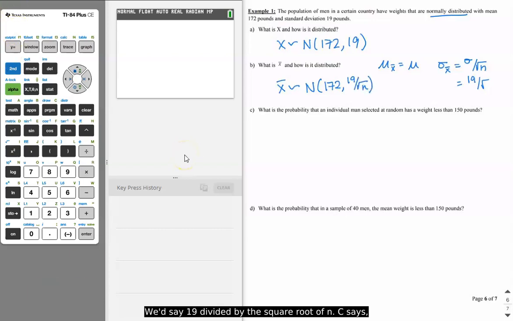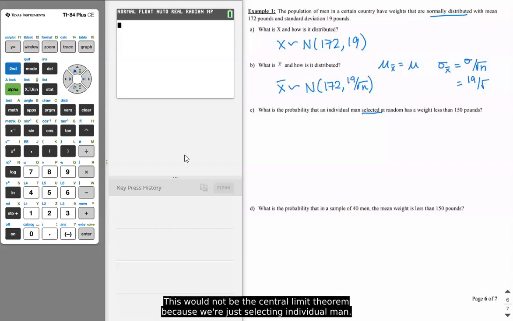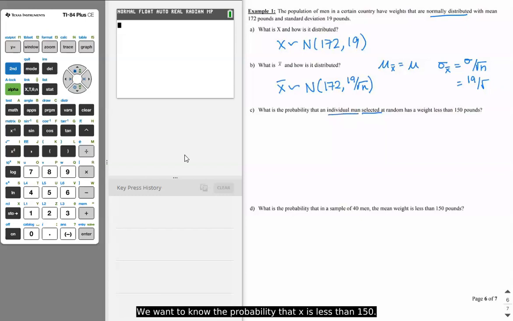All right, so C says, what is the probability that an individual man selected at random has a weight less than 150? So we're selecting just an individual, just some random person. And so this would fall back just with our stuff we saw in 6.3. This would not be the central limit theorem because we're just selecting an individual man. So we want to know the probability that X is less than 150.